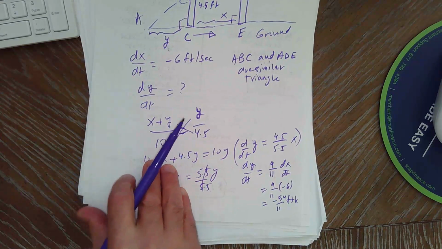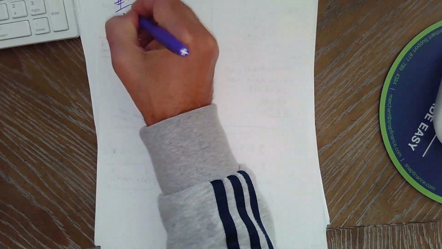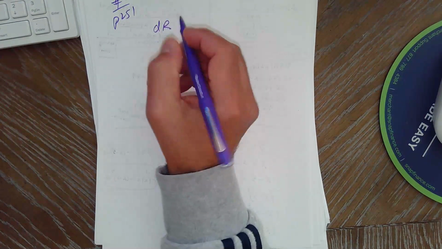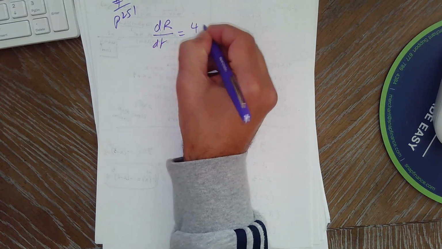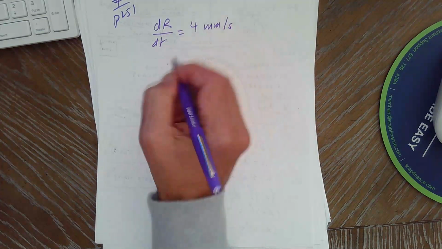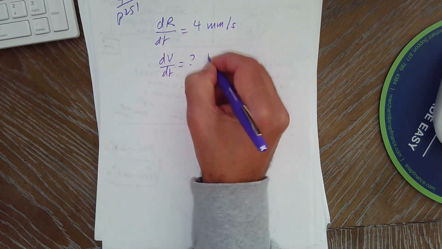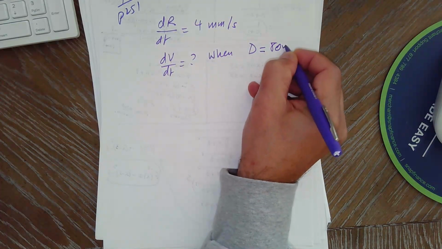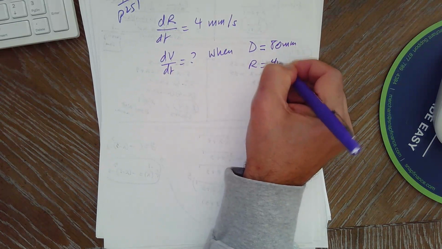Okay, now we're going to go to the textbook. I'm trying to do a variety of problems. Number 4, page 251 in the textbook. It says the radius of a sphere is increasing at a rate of 4 millimeters per second. dr by dt, increasing, meaning it's positive, 4 millimeters per second. How fast is the volume increasing when the diameter is 80 millimeters? So we want dV by dt at the instant when the diameter is 80 millimeters, meaning the radius is half the diameter, which is 40 millimeters.